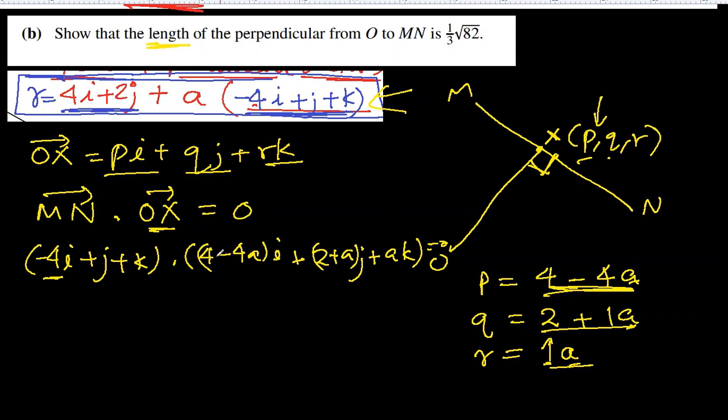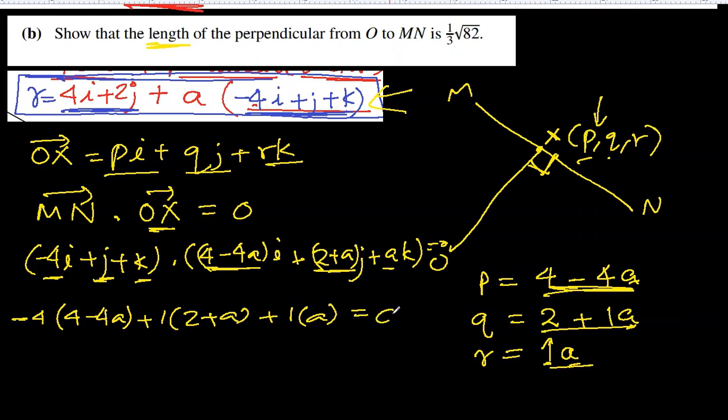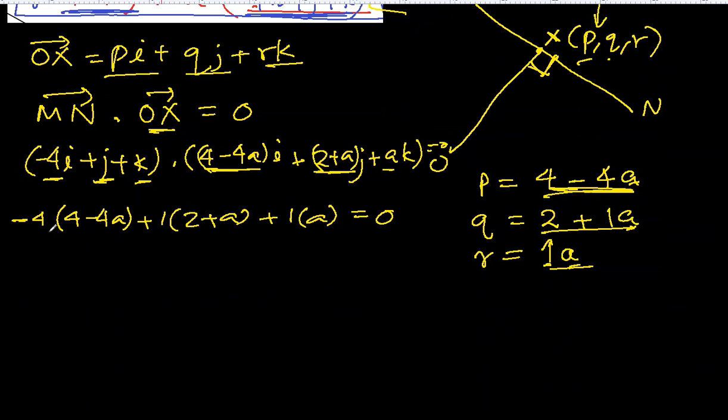So I multiply i with i. So minus 4 multiplies with 4 minus 4a, 1 multiplies with 2 plus a, 1 multiplies with just a, that is equal to 0. We don't write i, j, k in dot products, okay? So it becomes minus 16 plus 16a plus 2 plus a equal to 0.